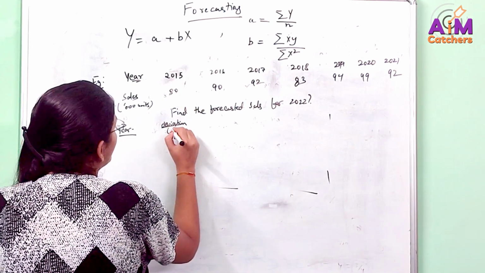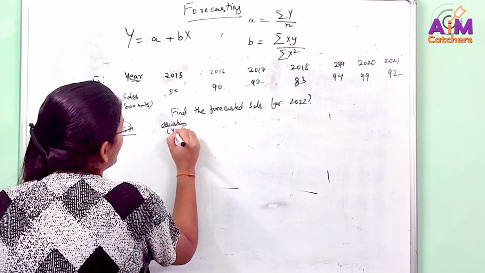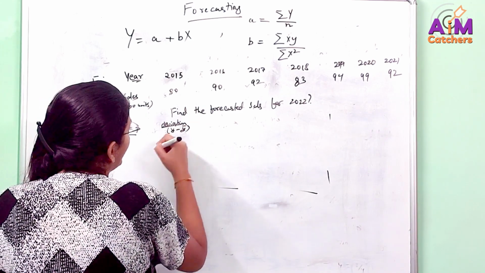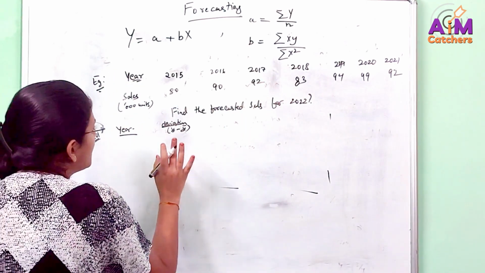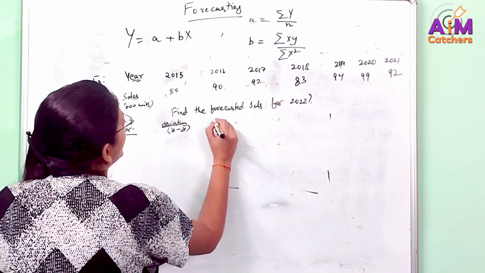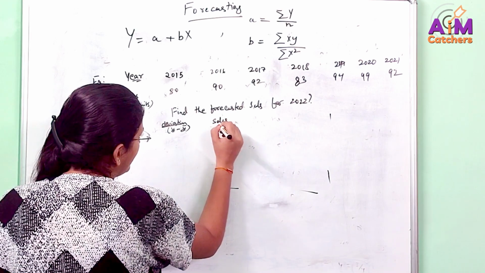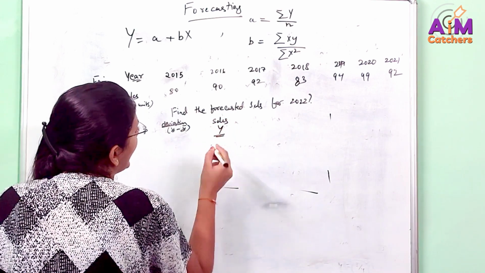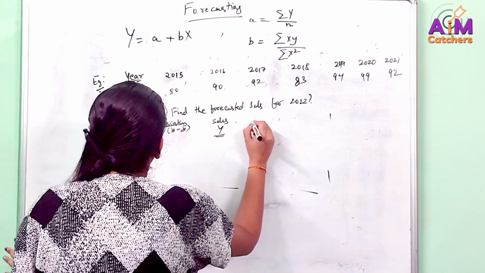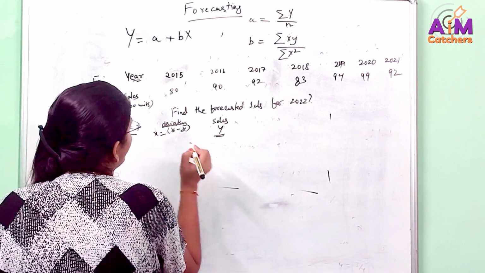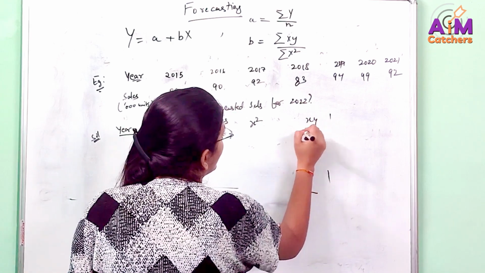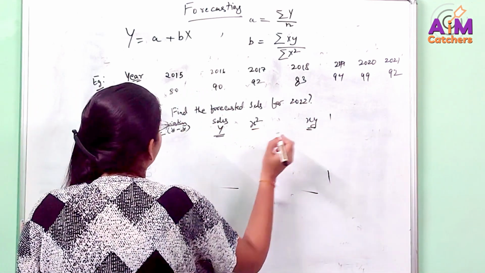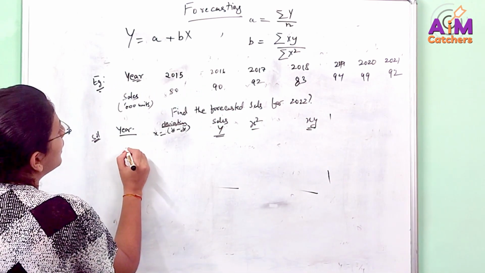Let's write it as year minus mean year, which is the deviation. This is not the y that you have in the formula in the question, sorry. This is a small y for deviation, okay? Then you will have sales, that is given in the question. This is y, actual y. Then you will have x, okay? You will have x square and you will have xy. That is all required.